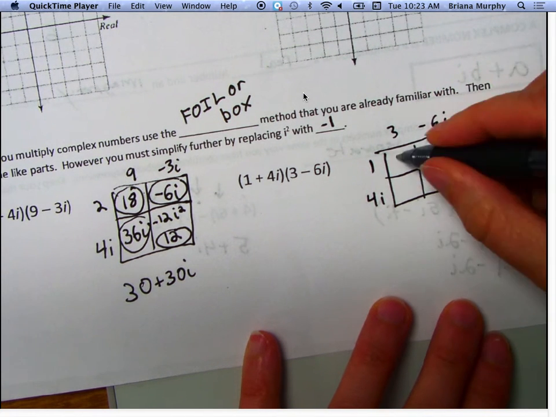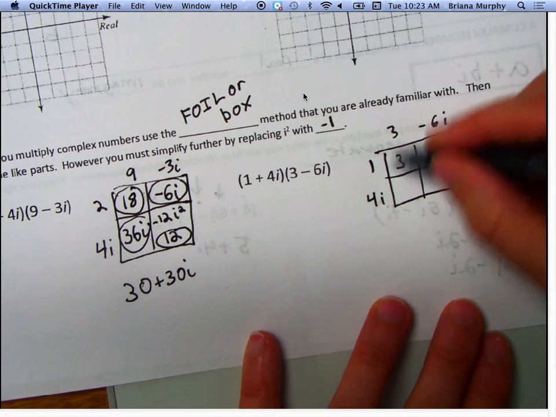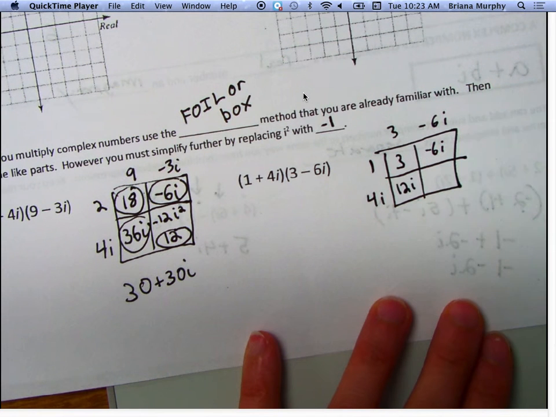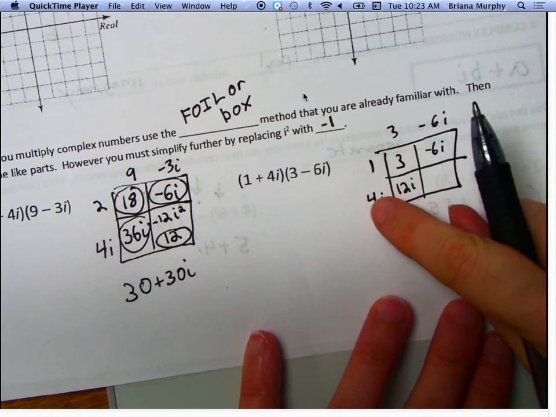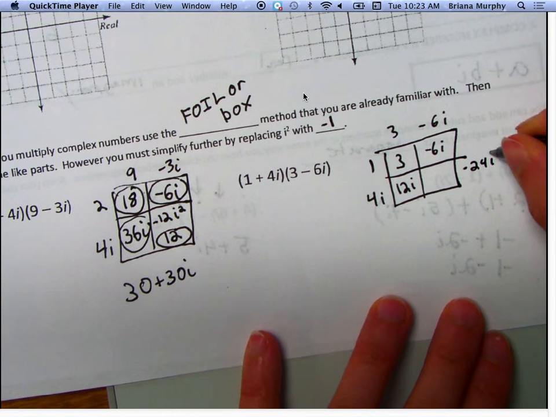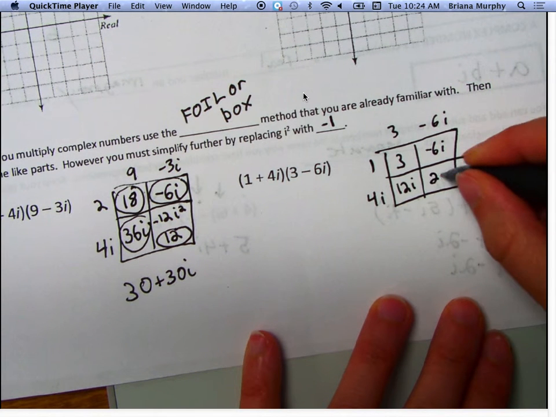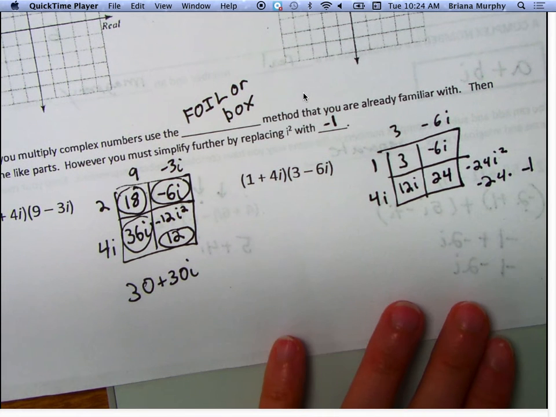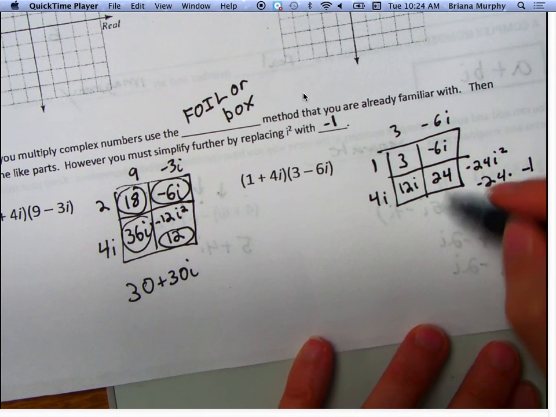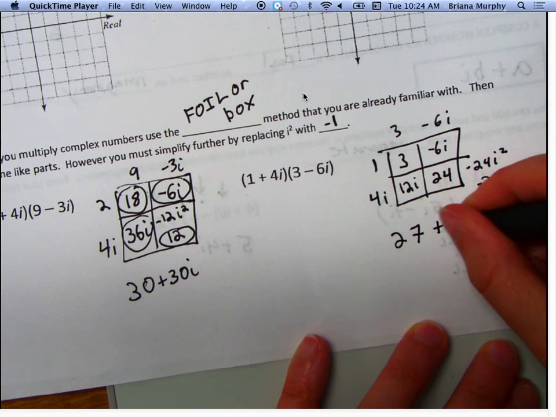1 times 3 is 3. 1 times negative 6i is negative 6i. 4i times 3 is 12i. And then here's the hard part. 4i times negative 6i is negative 24i squared. But an i squared is a negative 1, so I get negative 24 times negative 1, which gives me a positive 24, right? Now I'm going to add things that go together. 3 plus 24 is 27. Negative 6i plus 12i is plus 6i.